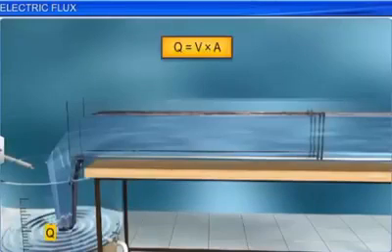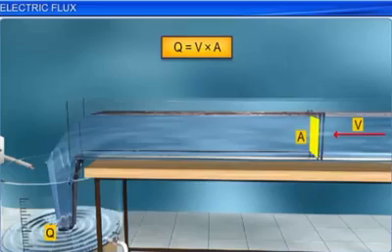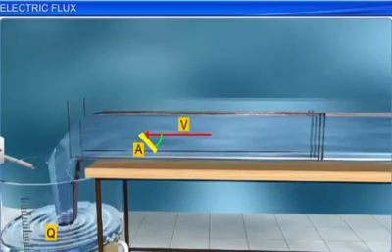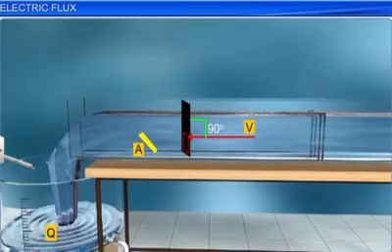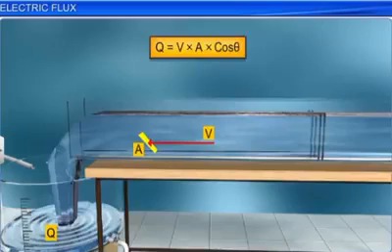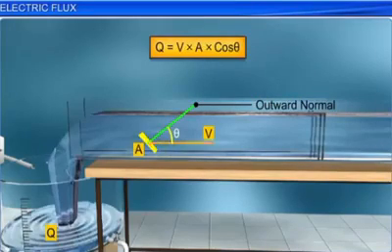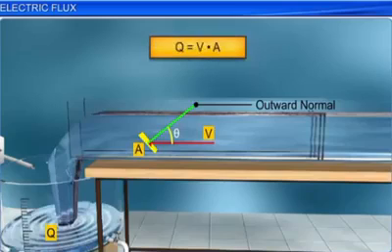Q is equal to V into A, where V is the velocity of water flow and A is the area through which water flows. In this equation, A should be perpendicular to the direction of flow of water. In the event A is not perpendicular to the direction of flow of water, we should take the projected area on a plane perpendicular to the direction of flow of water. Then, the equation will be modified to Q is equal to V into A cos theta, where theta is the angle that the outward normal to the plane makes with the direction of flow of water. Here, V and A are vectors, and as Q represents the quantity of water, it is a scalar. Mathematically, we can write the equation as Q is equal to the dot product of V and A.